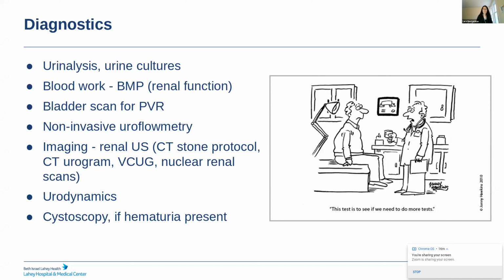Urodynamics can be considered in patients as well, especially neurogenic patients where you may have suspicion of any impaired bladder compliance. And cystoscopy is generally not recommended these days on a routine basis for neurogenic bladder patients, but of course you would follow recommendations if the patient had any history of hematuria, either gross or microscopic hematuria.